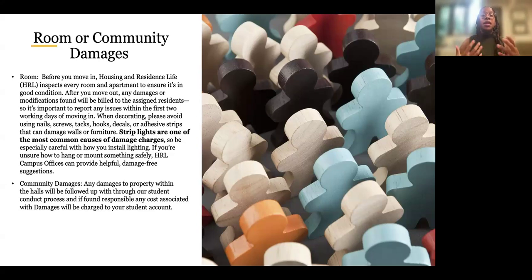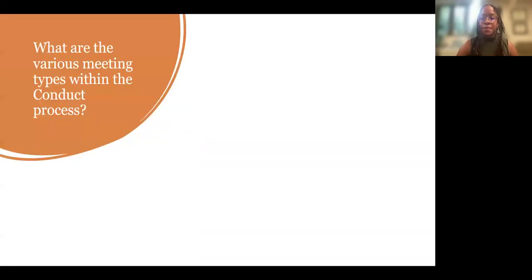The second thing is community damages. If you damage anything in the community, like, you know, a not so hypothetical person pulled a sign out of the ceiling, that person went through student conduct, and they also had to pay back for the damages that happened to the ceiling. So if there are any damages to the residence hall and it is narrowed down to you, you will be charged for whatever the damages are. Next.